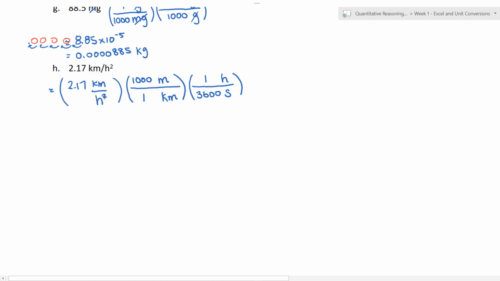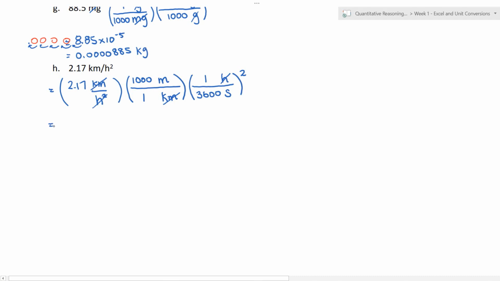But wait, hours squared and hours will not cancel out because one is squared and the other one isn't. So we need to make the second one squared. We can't just square it inside, we have to square the entire bracket, which means the 3,600 is being squared as well. Let's take a look at our units to see how they all cancel out. Kilometers cancels with kilometers. Hours squared cancels with hours squared. One's in the denominator, the other one's in the numerator.